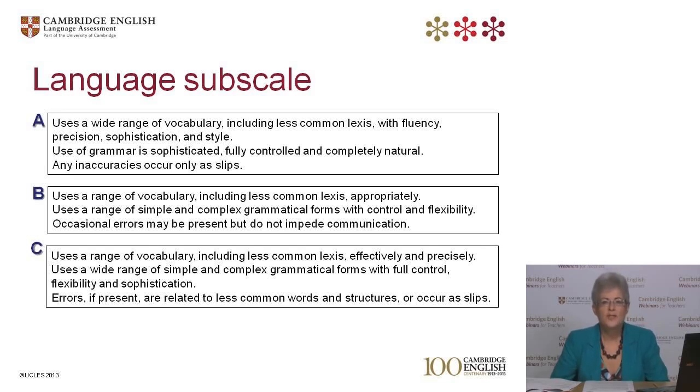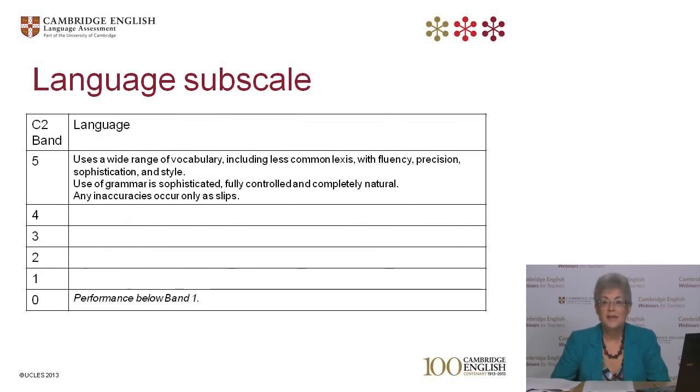Okay, great. Yes, so let's just go through what the answers are. As you've all said, I think A is band 5, as this is well above a C2 performance. The use of language is very advanced. Just look at some of the words used there: fluency, precision, sophistication and style. Grammar use is described as completely natural. Mistakes would only be slips, such as those a native speaker might make.